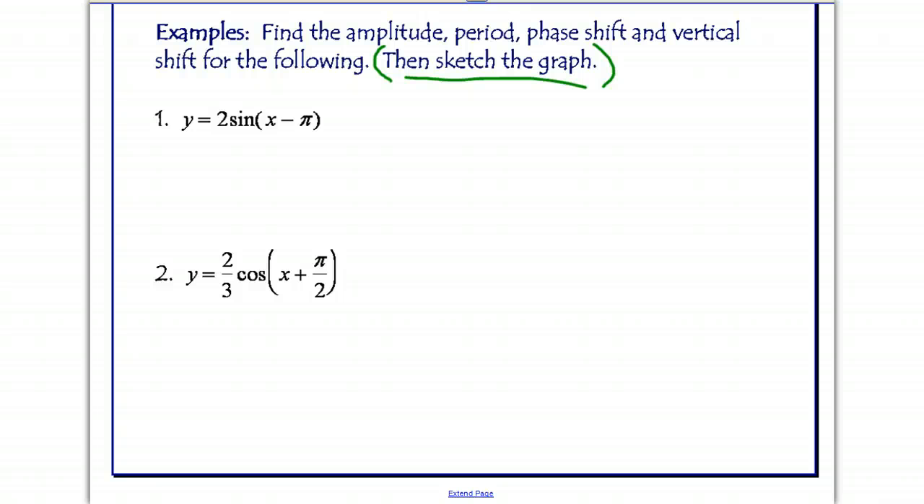All right, so let's look at number 1. I see a 2 here, and I see a pi here. You might want to flip back in your notes and see, wait, what are those? The 2 in the front, that is the amplitude.